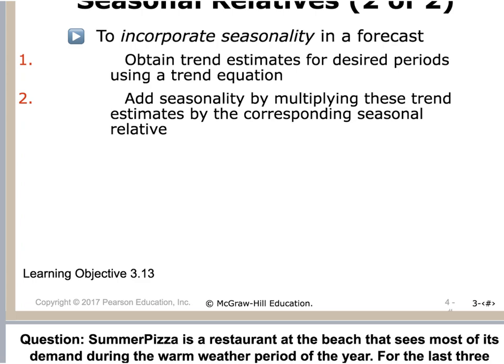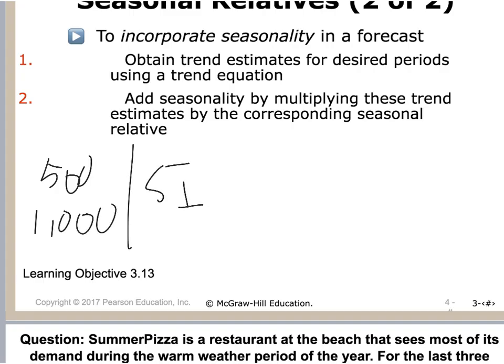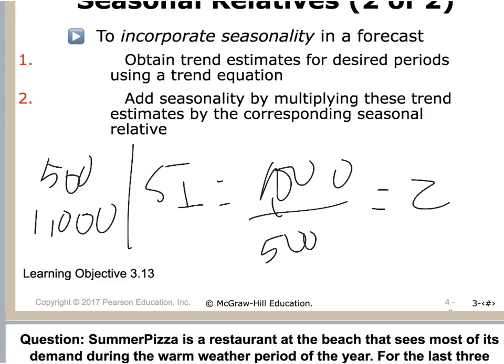Using the turkey example. So let's go back to using turkey. Once again, 500 in the off months, 1,000 is your demand in November. So your seasonal index is equal to 1,000 divided by 500 to give you 2.